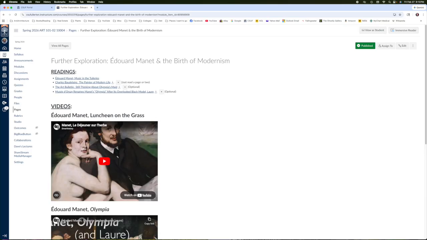They're mostly all optional. There's one required reading, which is on this painting called Music in the Tuileries, which I actually showcase in the lecture. The rest, Charles Baudelaire, is about one of the modernist writers, and a couple art bulletins and articles on the maid that we see in Manet's painting called Olympia.